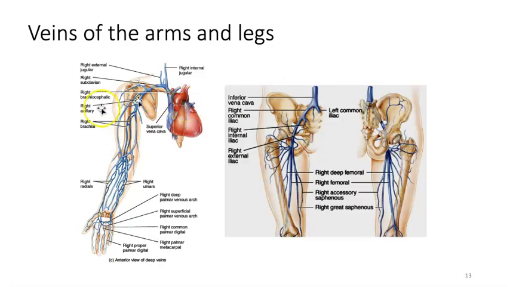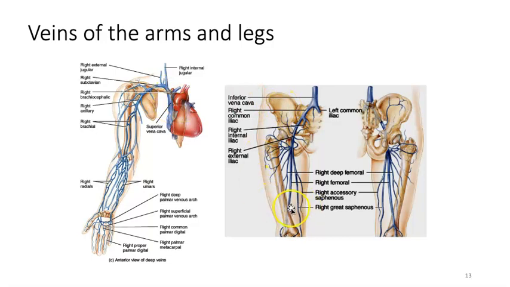Okay, let's take a look at the arms and the leg. So we'll go in the flow of blood. Again, remember now everything is going back toward the heart. So the radial vein and the ulnar vein are on the same side as those bones. They are going to drain into the brachial vein, which will go into the axillary vein, which will go into the subclavian vein, back into the brachiocephalic vein, which will go into the superior vena cava.